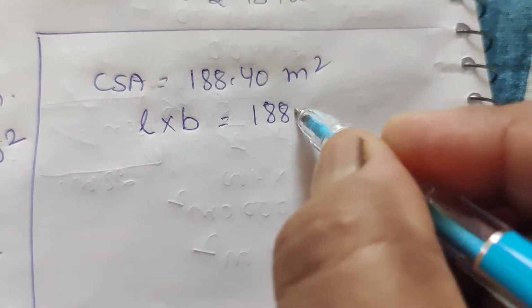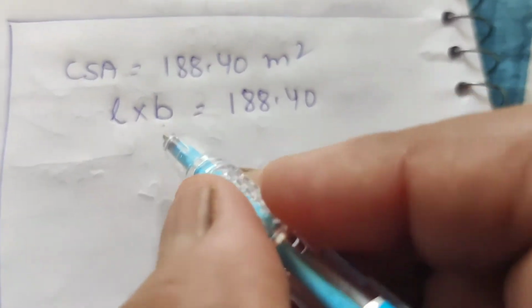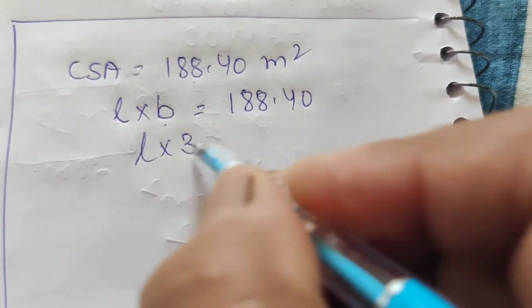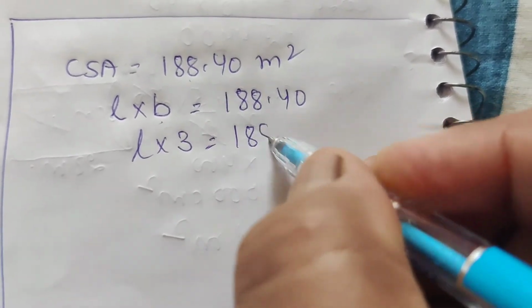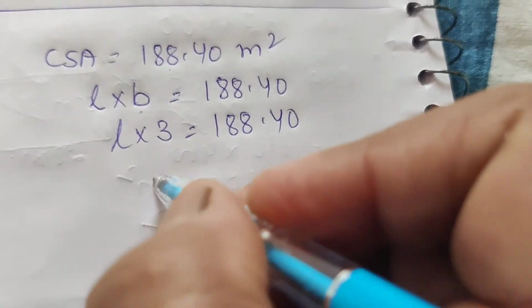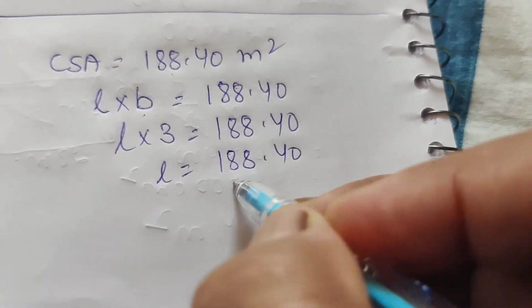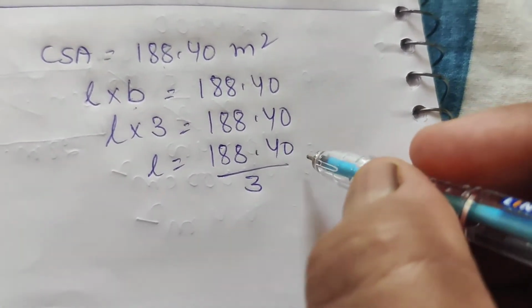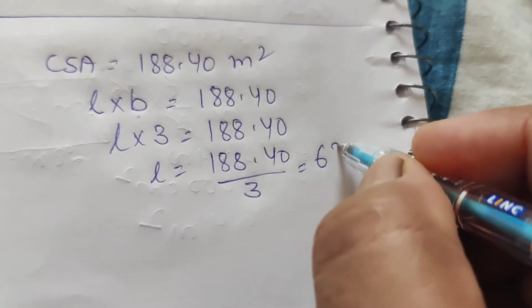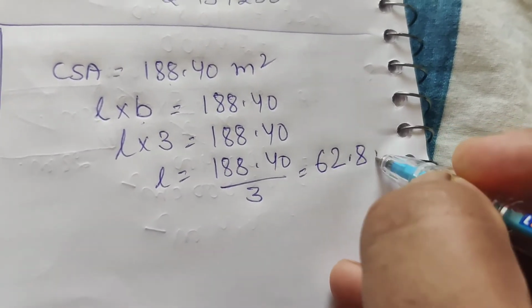It means 188.40. Given that breadth is 3 meter. Therefore, length of the cloth equals 188.40 by 3. Now cancel. 3 6s are 18, 8, 3 8s are 24, 8.